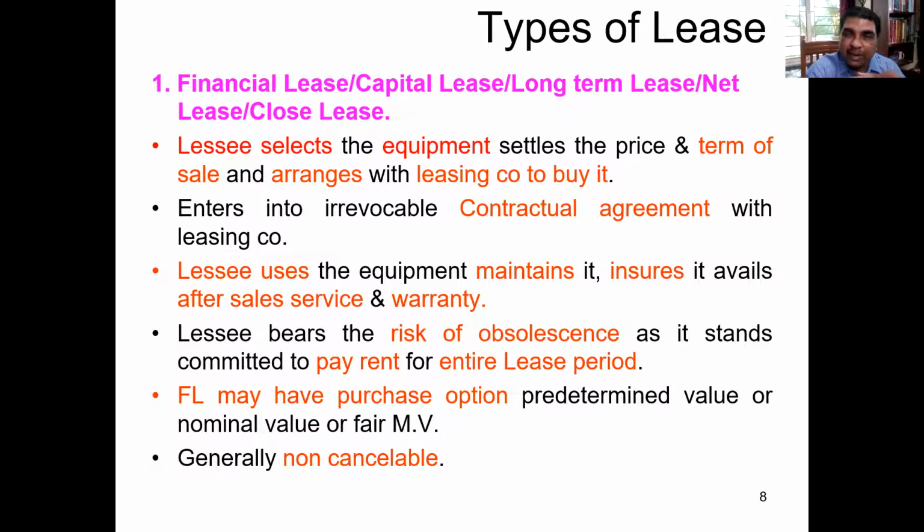Finance leases, in most cases, have a purchase option. That means at the end of the lease period, if the lessee wants, he can purchase the asset at a nominal, predetermined value. Generally, these leases are not cancelable. This is called the finance lease. Okay. Understood? So this is basically a financing arrangement. Somebody wants a machine, but he is getting it financed with a leasing company or a lessor.